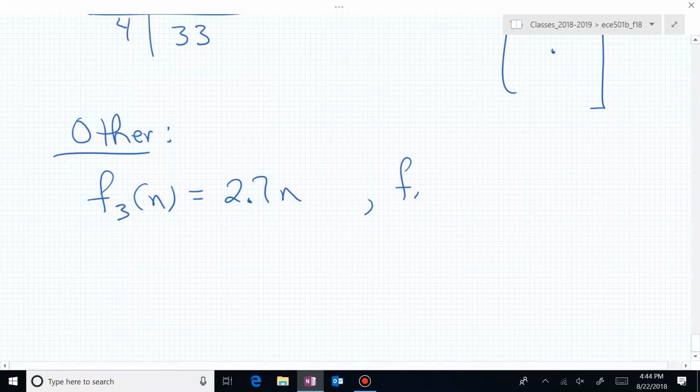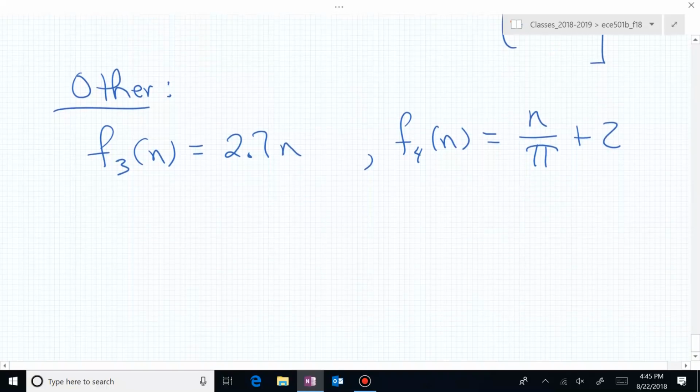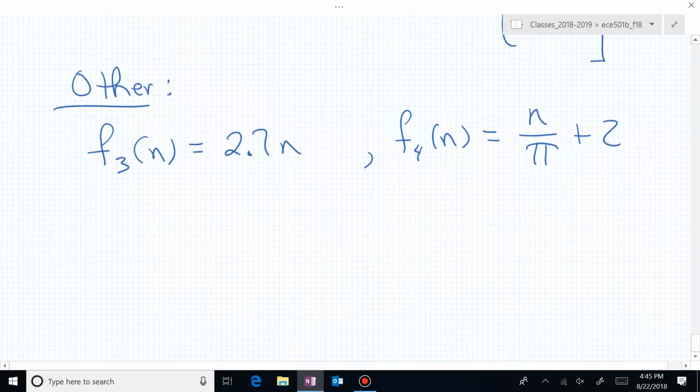What about f sub 4 of n? We just need the argument to have n in it, and we can evaluate, replace n with any of the natural numbers, and the result needs to be a real number. That's okay. So now we could say n over pi plus 2. I don't know where these are coming from. Don't ask. I just cooked them up.